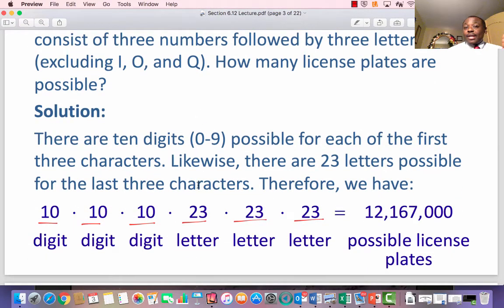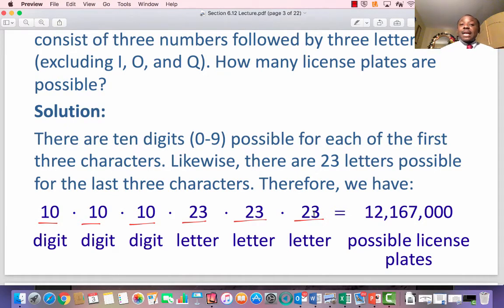And we are not told that repetition is not allowed. So there are 10 possible ways to select the digit, 10 possible ways to select the next digit, 10 possible ways to select the next digit. So the first 3 events are done. The 4th character is a letter of the alphabet. It cannot be I, O, or Q. So there are 23 ways to select that, 23 ways to select the next, 23 ways to select the next.